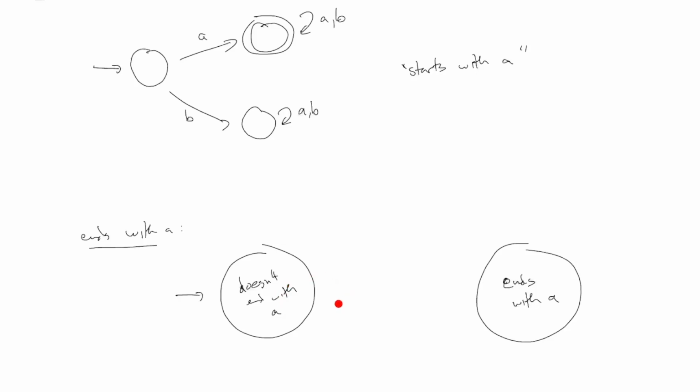If I'm reading a string which doesn't end with A, but then I see an A, that means now it does end with A. If it doesn't end with A and then I see a B, then still it doesn't end with A. That's why I have a loop back here. And then over here, if my string does end with A and I see yet another A, then it still does end with A. So I put an A like that. And if my string ends with A, but then I read a B, now it doesn't end with A anymore. And so the B arrow goes back like this. And this is my DFA for that one.